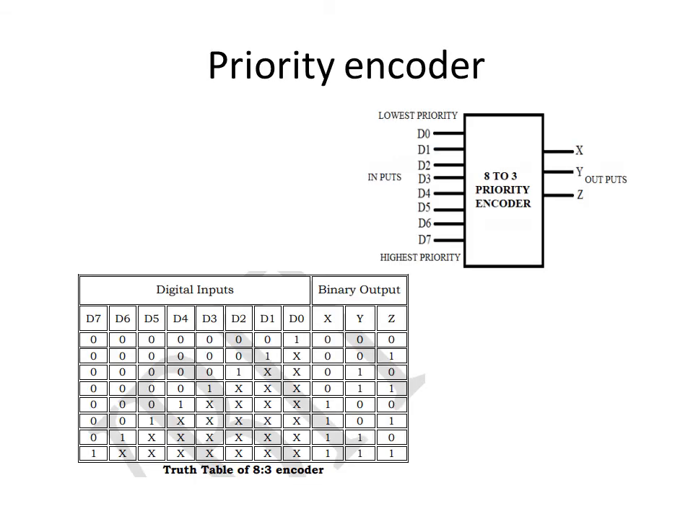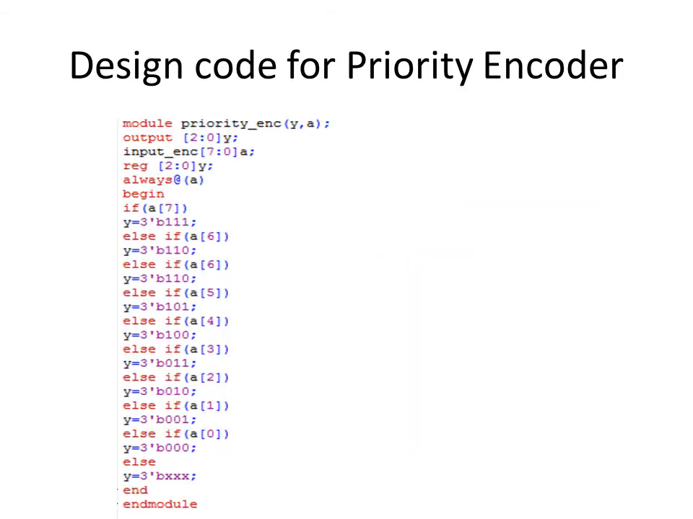An encoder is an electronic circuit. It will convert an analog signal into a digital signal. It compresses a large number of inputs to a small number of outputs. Now this is the design code for the priority encoder. The output is a 3-bit output line and the input is an 8-bit input line, and whenever there is a change in the input signal, the following code is executed.